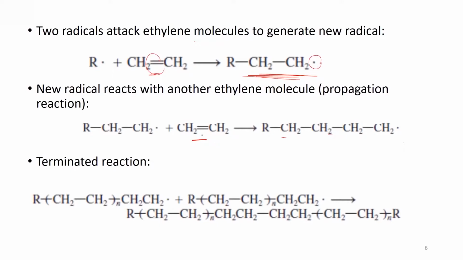This ethylene radical would go through the propagation reaction, where another ethylene molecule would be added to this radical, and a longer radical is formed. Termination reaction happens due to the using up of my initiator or my ethylene, in that case, or my reactants. In that step, two radical chains will meet up together to form a longer chain, and the termination happens.